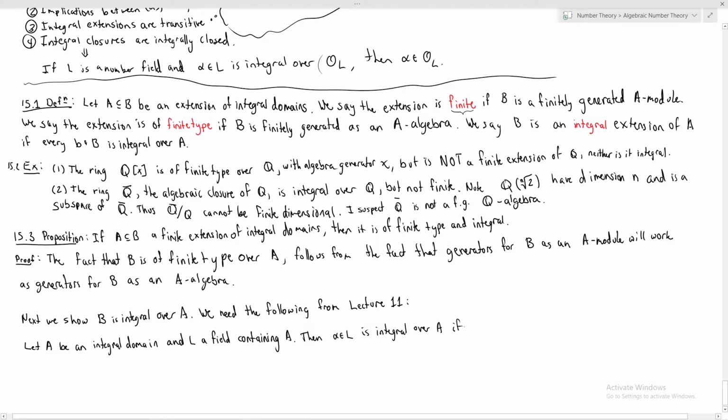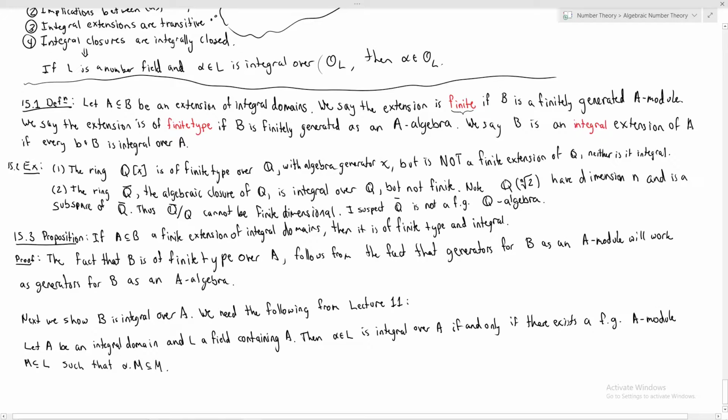if and only if there exists a finitely generated A module M containing A, contained in L, such that alpha times M is contained in M. Okay.